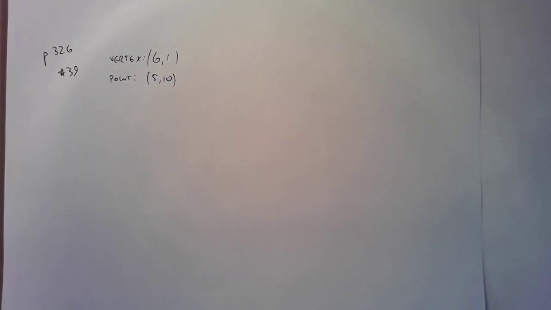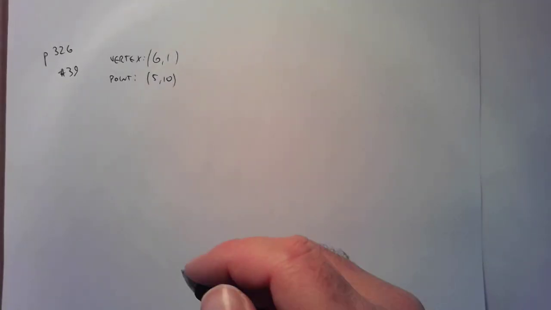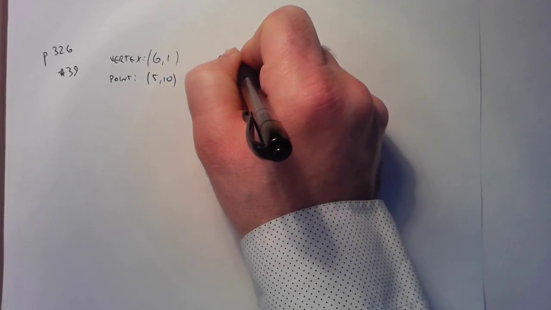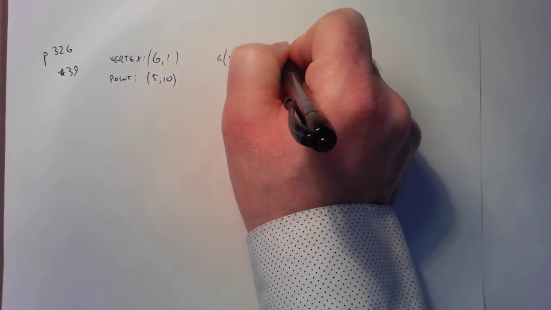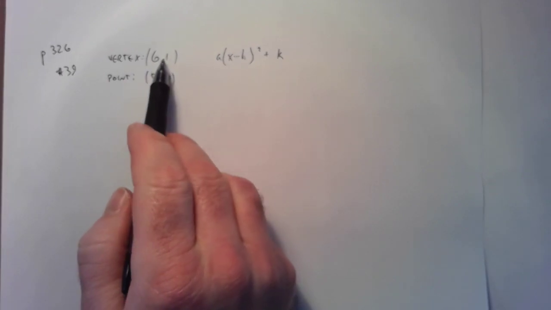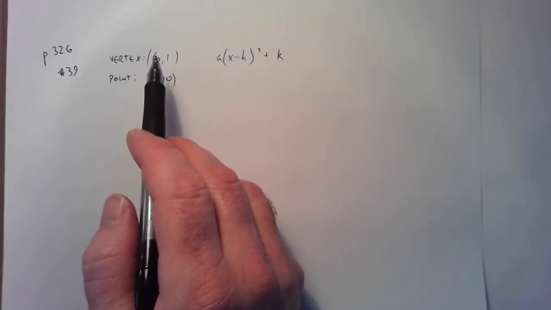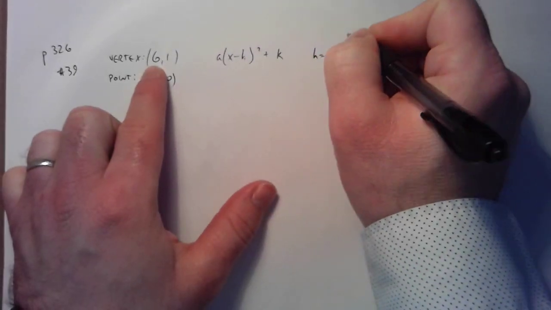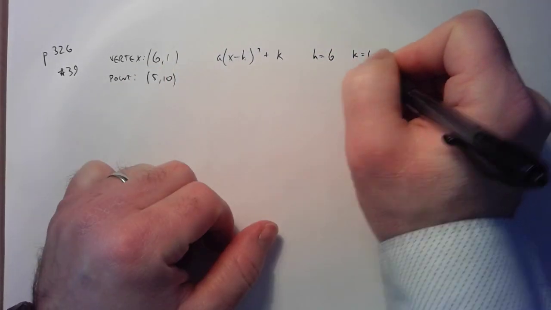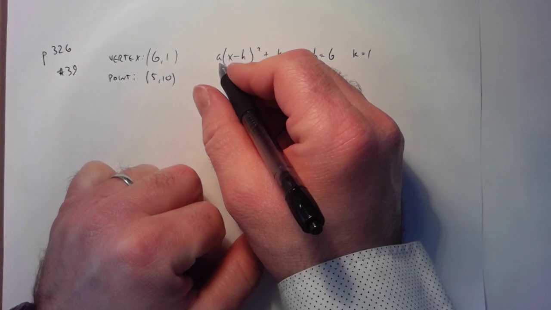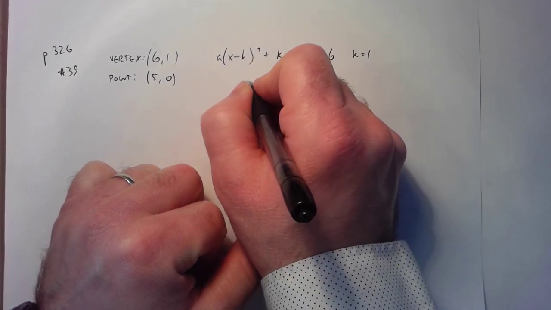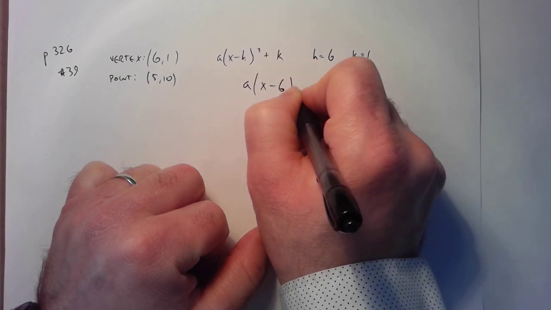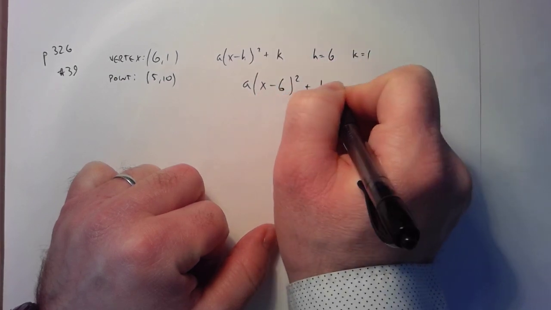Okay, so since I have a vertex, it would be very convenient to start in vertex form. And since I'm given the vertex, I'm given h and k. H equals 6, k equals 1. The only thing I don't have is a. So I can just go ahead and write this out like this. A of x minus h squared plus k.